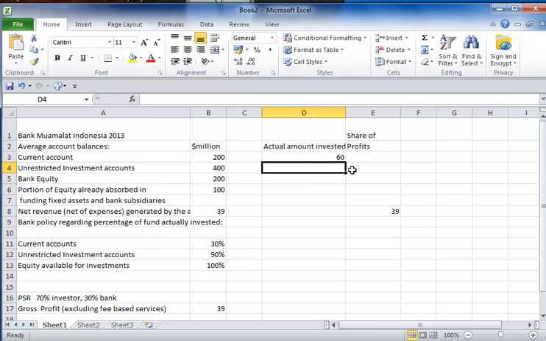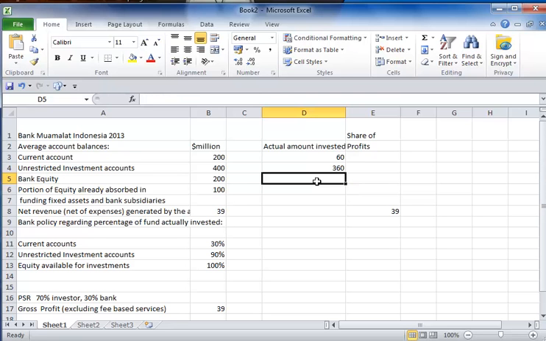The actual amount invested for current account deposits is 60 million. I'm just going to copy down the formula here, unless you want to give them a hadiah. Alright, now the unrestricted investment account: 360 out of 520 is actually invested, because the other 40 million is kept for liquidity requirements.